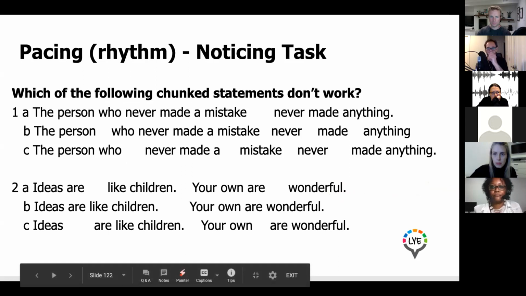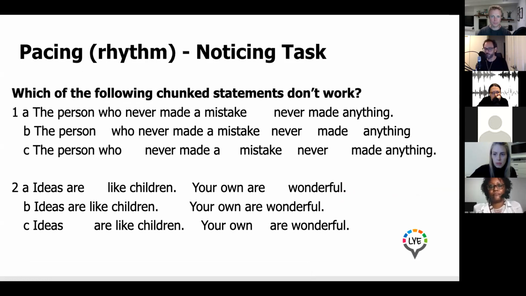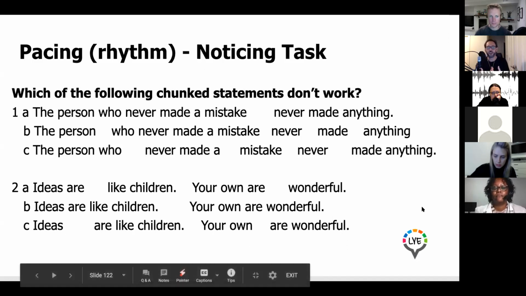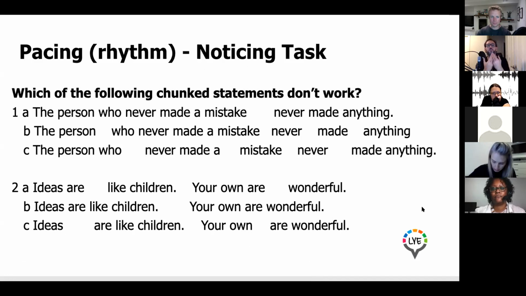So let's look at a task here. How can we deal with pacing in the classroom? Again, I really like the idea of having students visualize, but also play with the language. So in this example, I would give them 3 ways in which I could perhaps pace these sentences, and I would ask them to play with them and tell me which of these doesn't really work.